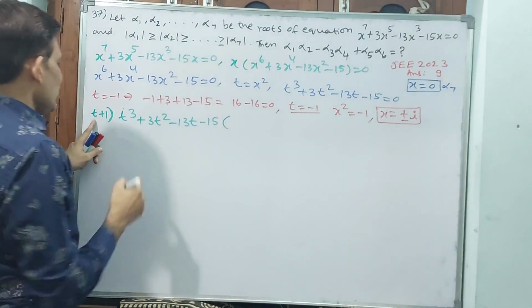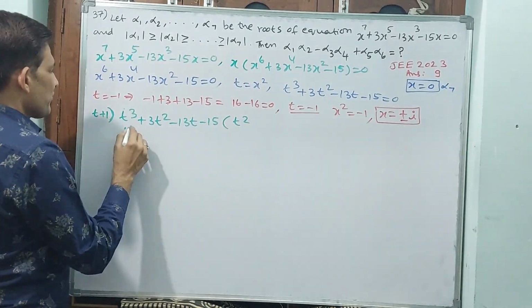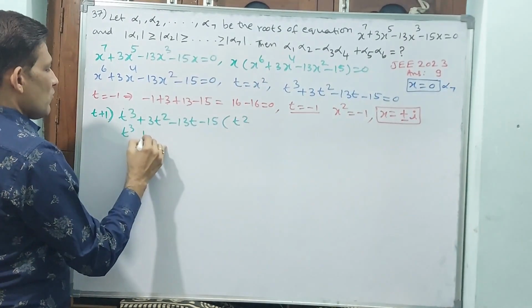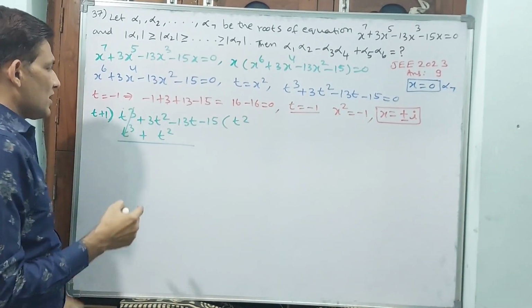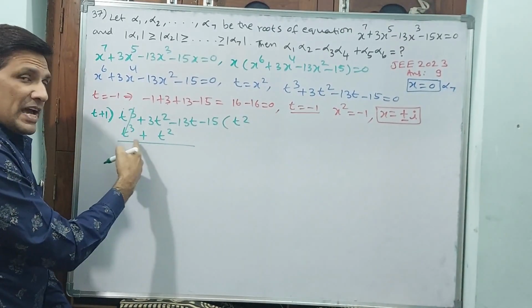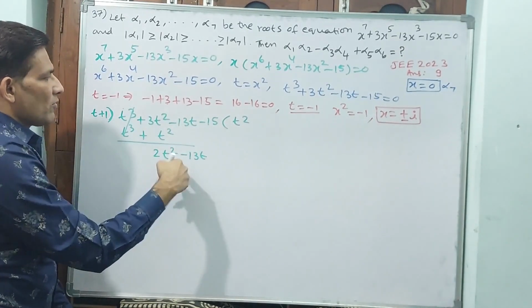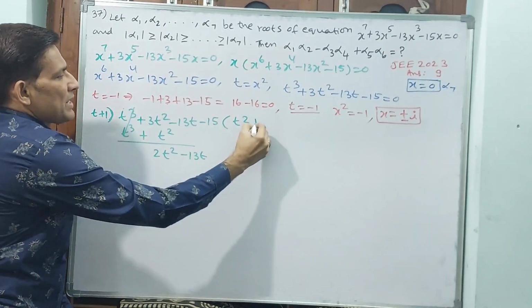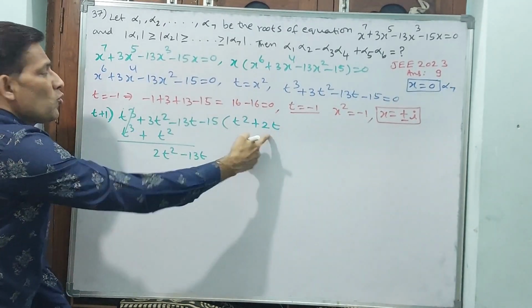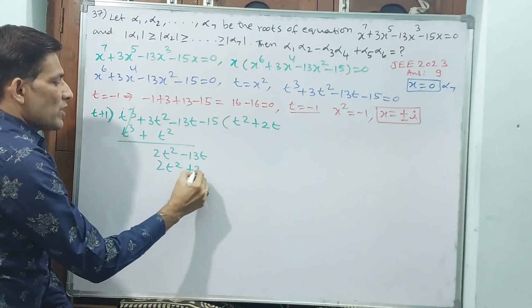If I divide, you see t cube is there. That means t square I will take, t cube plus t square. Okay. If you subtract, the cube cancels out. See, 3t square minus t square, 2t square minus 13t, you bring down. Okay. 2t square, to get it, t is there. That means plus 2t you take. 2t into t, 2t square. 2t into 1, plus 2t.